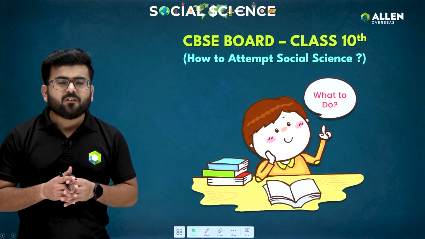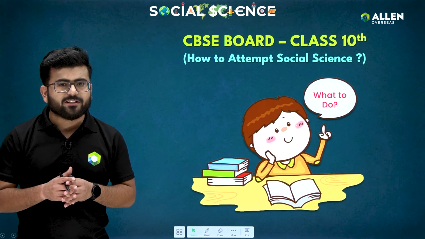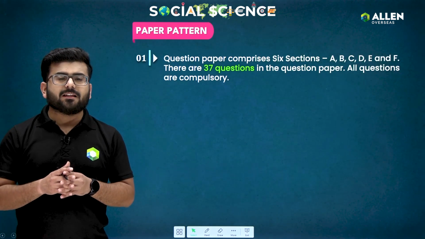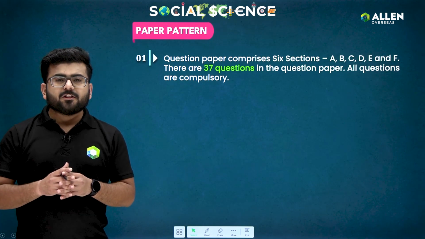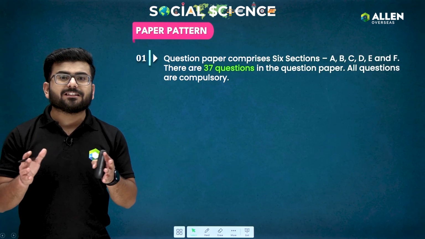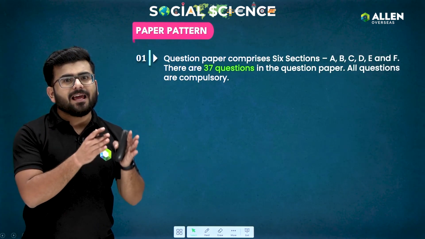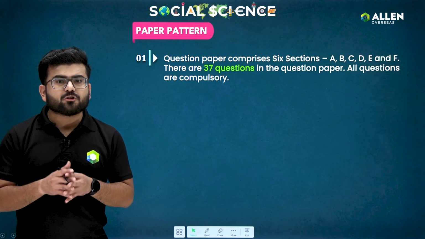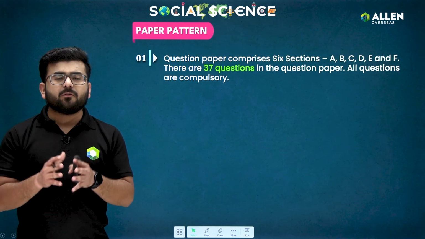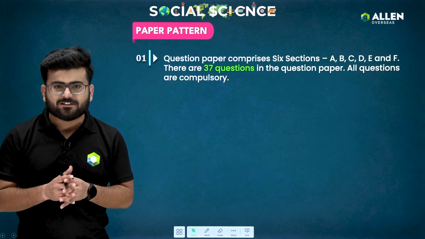So students, now we are going to learn strictly for social science how to prepare for our board examinations. And here we have a very important thing to learn, that is all about the paper pattern. Students, the social science paper in boards will be divided into 6 different sections: A, B, C, D, E and F, and the total number of questions asked in these 6 sections will be 37. So we'll have a total of 37 questions from all the 6 sections.